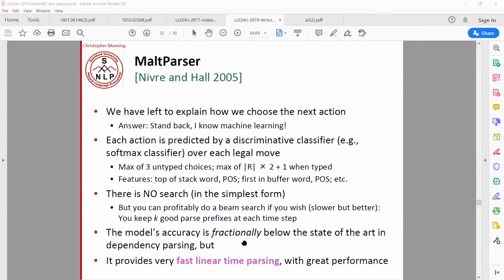The point I was making was that the very first bullet he talks about is the fact that he hasn't yet explained how to choose the arcs. And that's where he says, stand back, I know machine learning. I'll come to it. Okay.